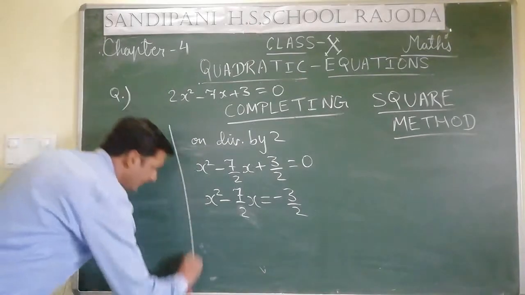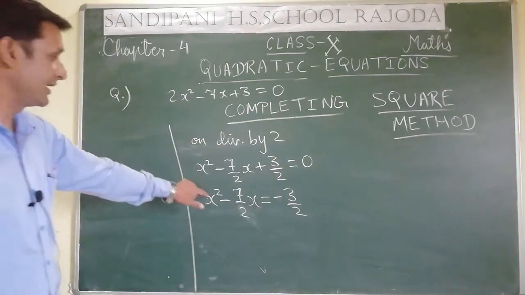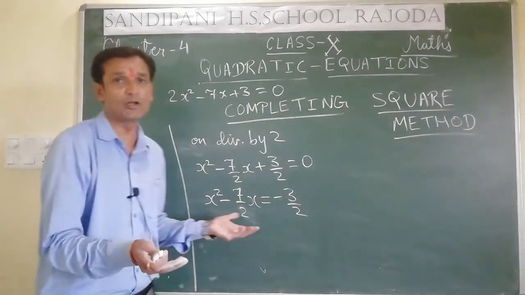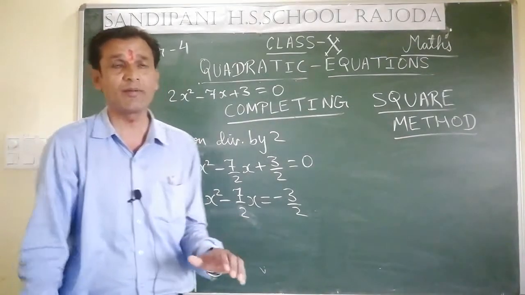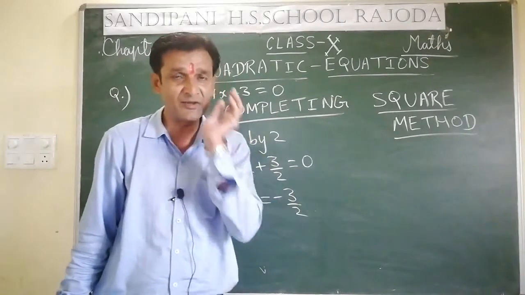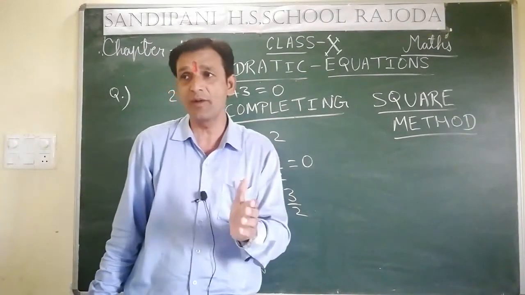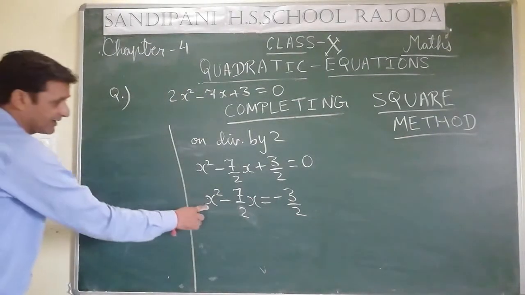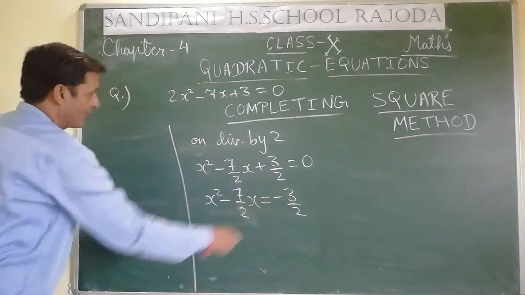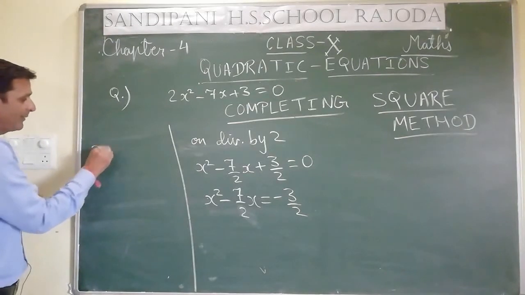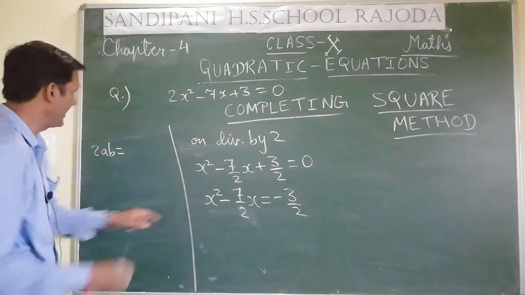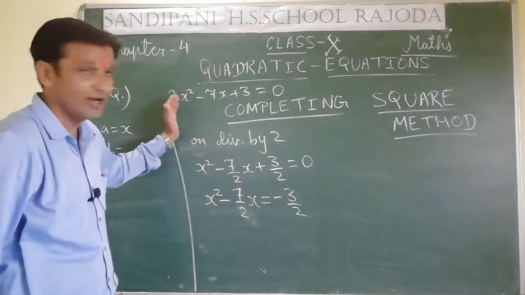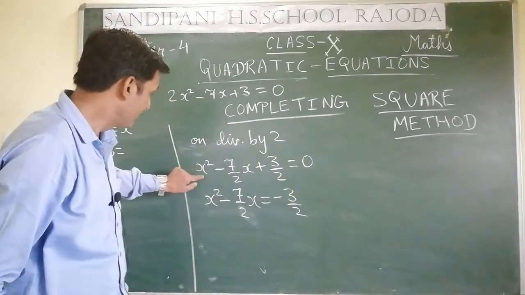Now let me tell you one thing, the formula for a minus b whole square or a plus b whole square: a square minus 2ab plus b square for a minus b whole square, and a square plus 2ab plus b square for a plus b whole square. So here it is x square minus 7 by 2x is equal to minus 3 by 2. So in the 2ab part, of course a is equal to x, that is well clear. That's why I have finished the coefficient of x square here.